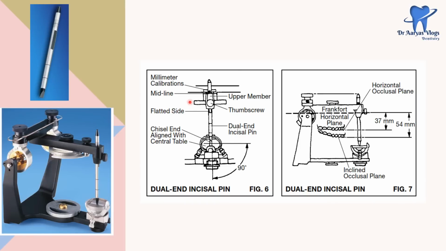And there is a midline groove cut in the incisal pin, about 1 inch from the spherical tip. Here there are 5 additional lines, calibrated in millimeters, extended either side. And these lines are used for recording or altering the vertical dimension. Here this is the Frankfurt horizontal plane, and these are the annular grooves. They are the 2 annular grooves, and this is the horizontal plane.